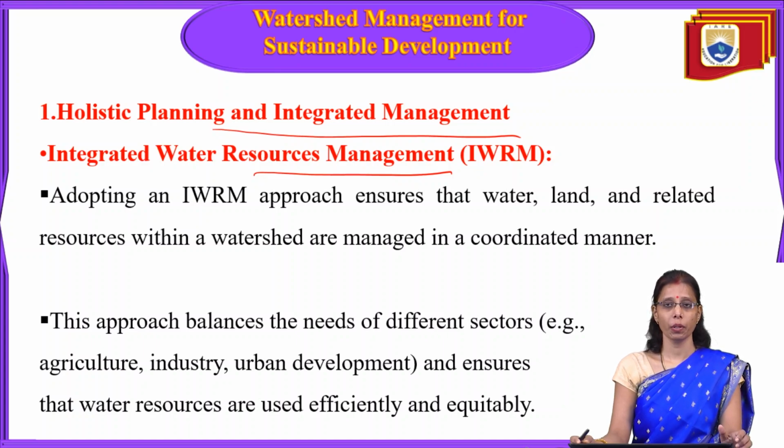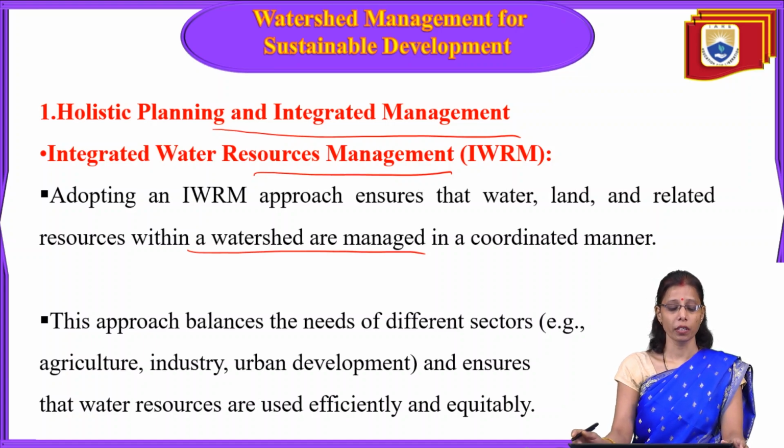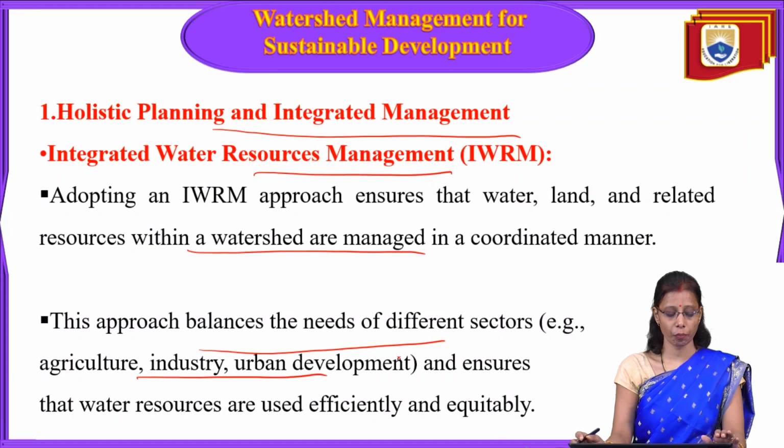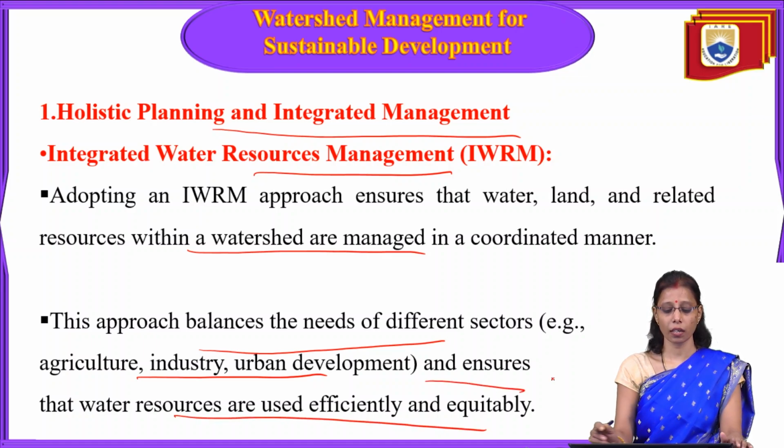Adopting an IWRM approach ensures that water, land and related resources within a watershed are managed in a coordinated manner. Integrated means water and land, or forest also if you include it. If you relate these approaches together, contribute together and try to maintain them properly, that is called the integrated approach of resource management. This approach balances the needs of different sectors, for example agriculture, industries and urban development, and ensures the water resources are used efficiently and equitably in this area.